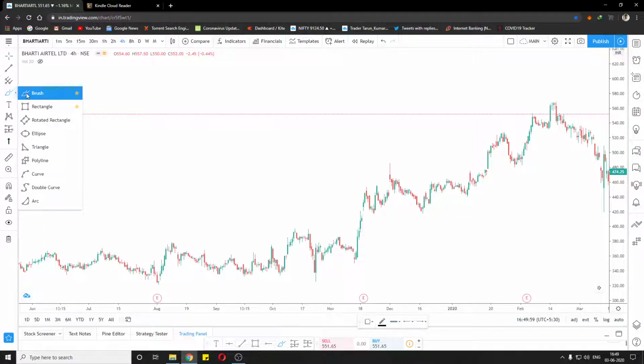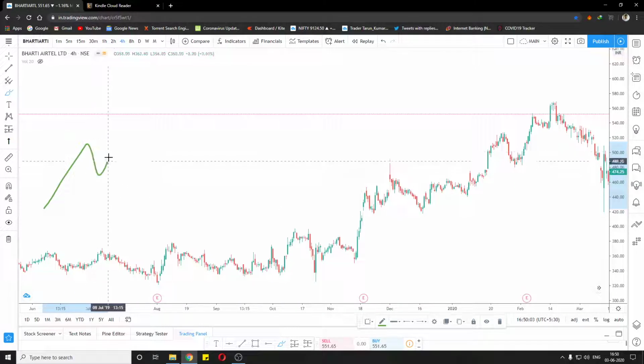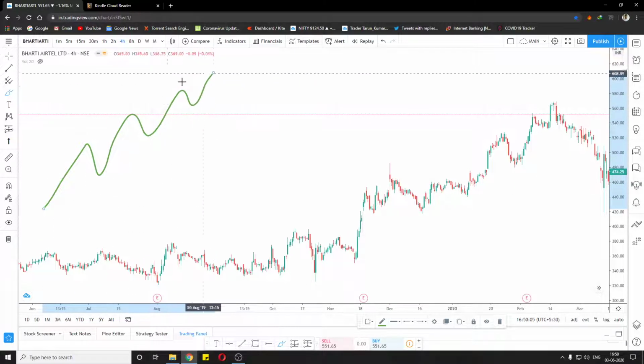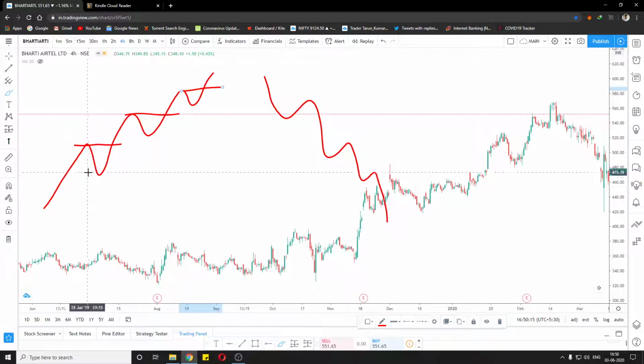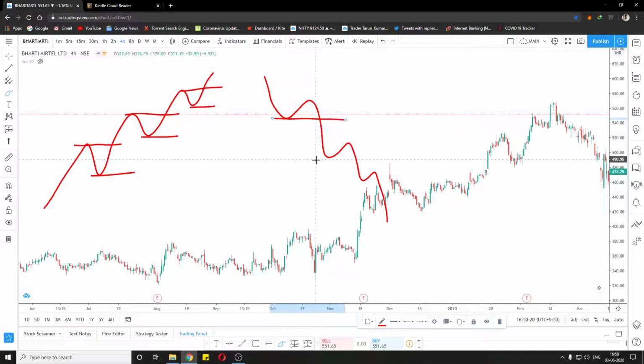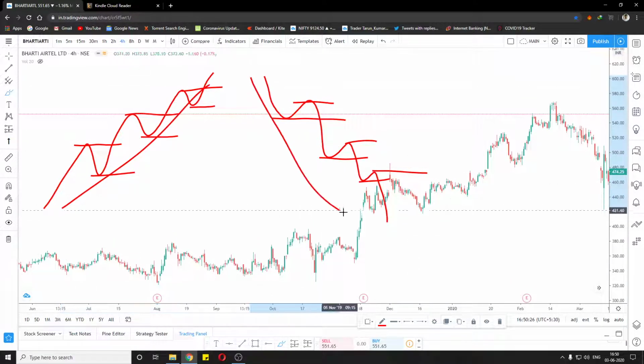I'll just go through it once again. So we have this uptrend and this is a downtrend. In the uptrend, the market goes above the high every time and does not go below the low. Opposite in this, it crosses the low every time but does not go above the high. So this is our uptrend and this is our downtrend.